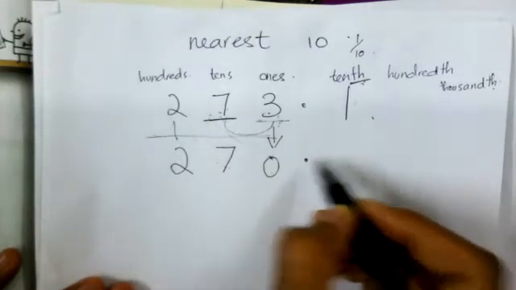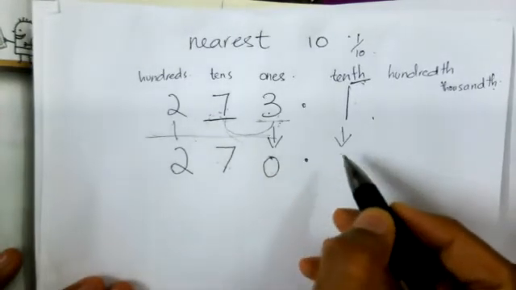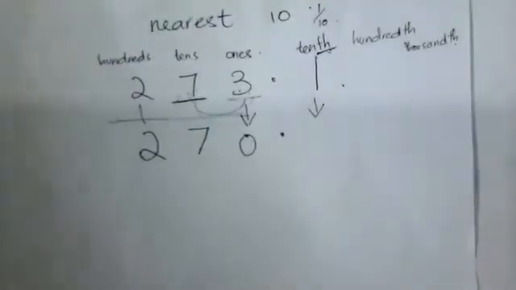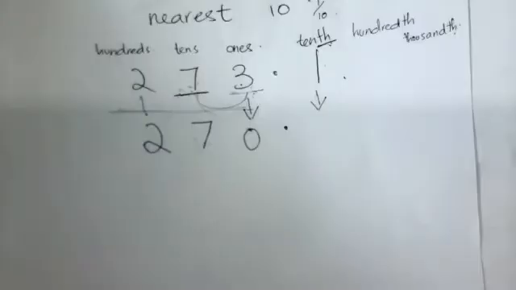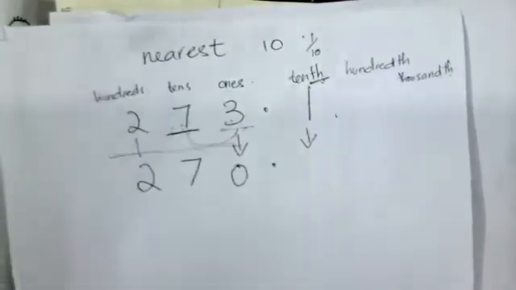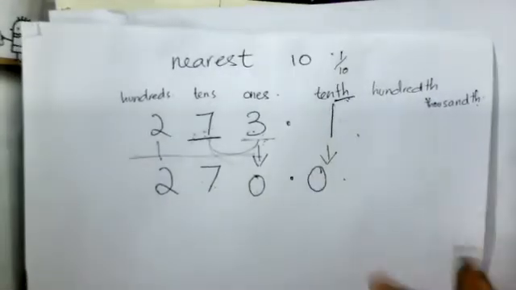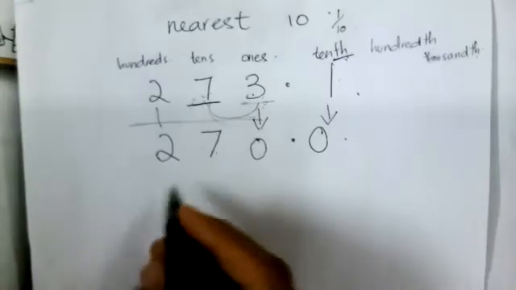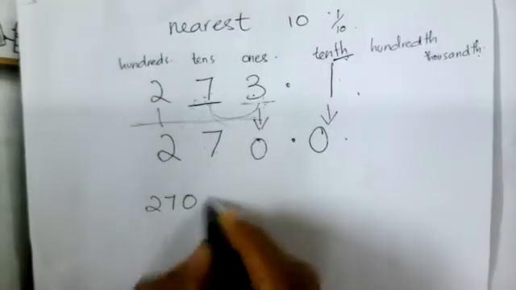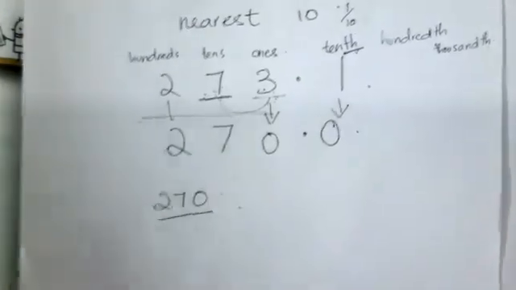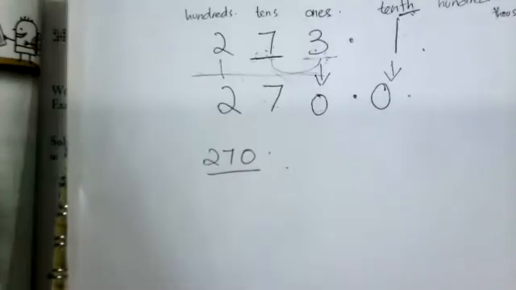What about this? This would also turn to 0, right? Yes. So you can just write 270. Okay? Okay, let's do a few examples.